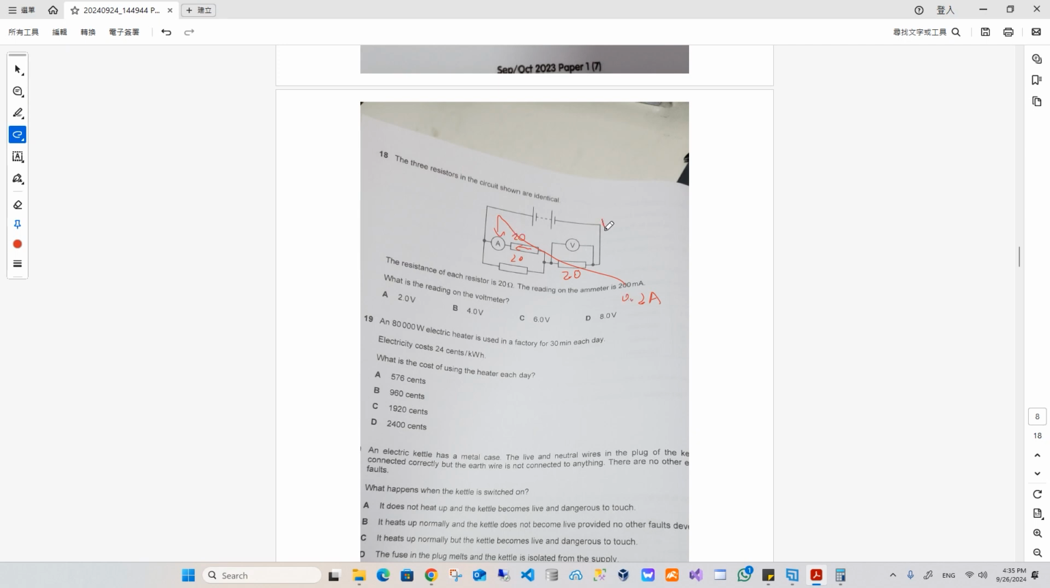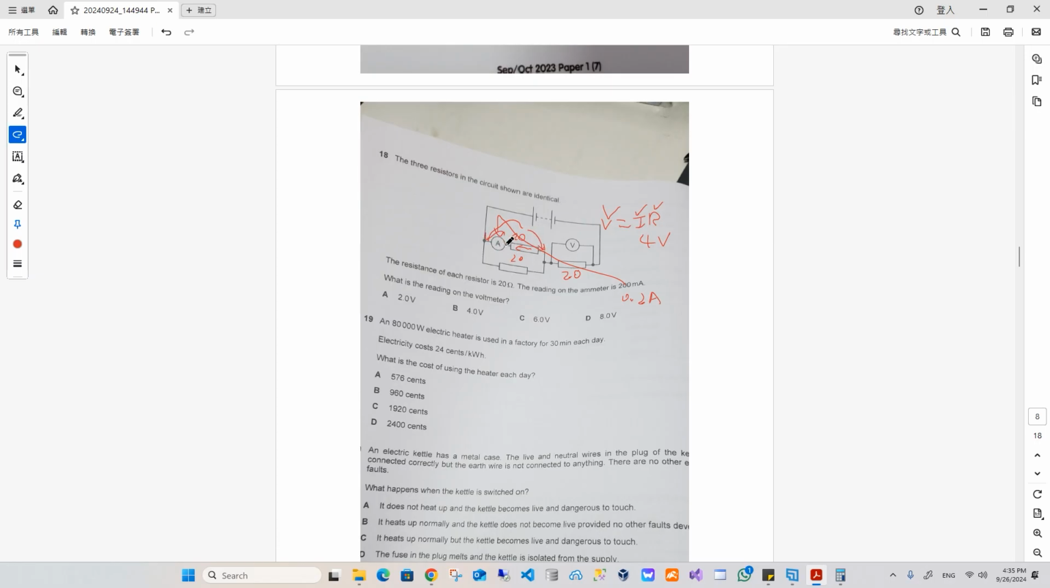So V equals IR. 0.2 times 20, so actually it's 4, right? So this is 4 volt. So that means this is the current going through the resistor, and this is the resistance. So that's the potential difference across the resistor. So this is actually 4 volt across here.